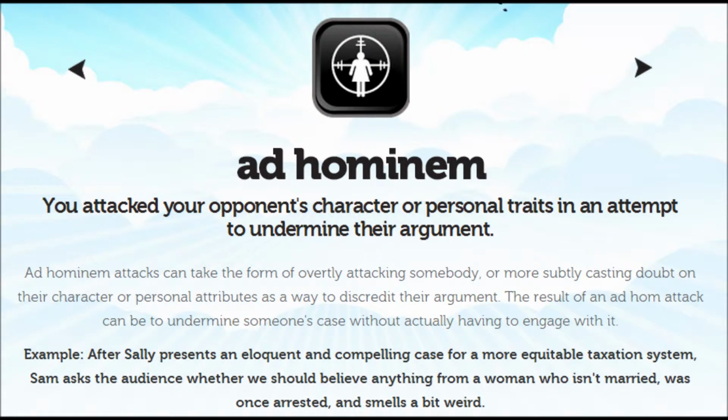Example, Nicole identified that Hannah had committed a logical fallacy, but instead of addressing the substance of her claim, Hannah accused Nicole of committing a fallacy earlier on in the conversation.